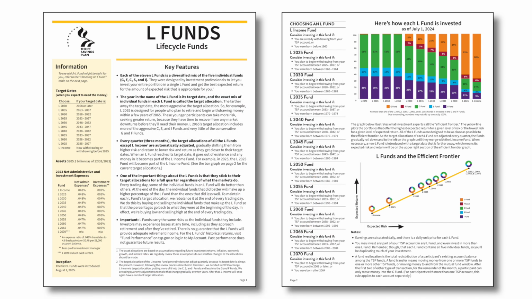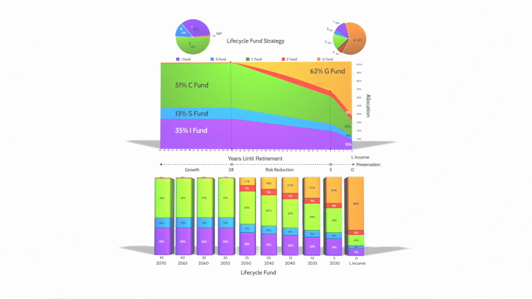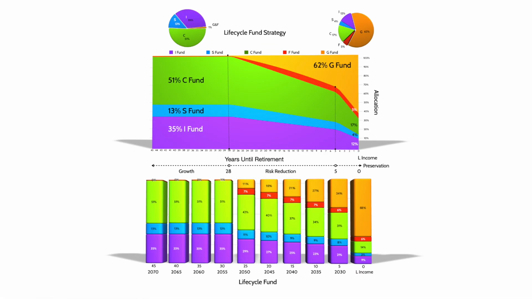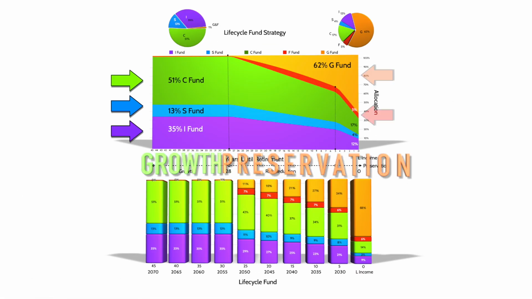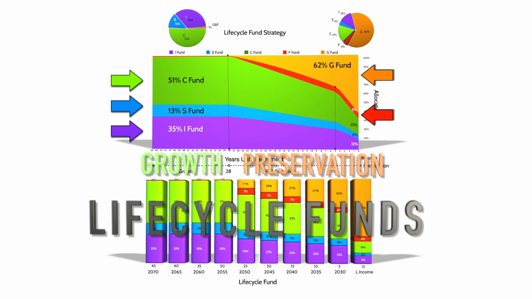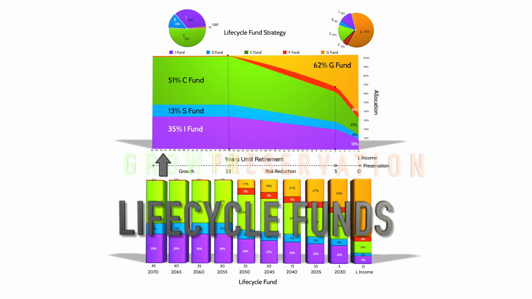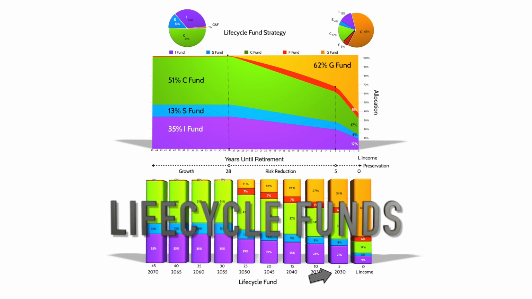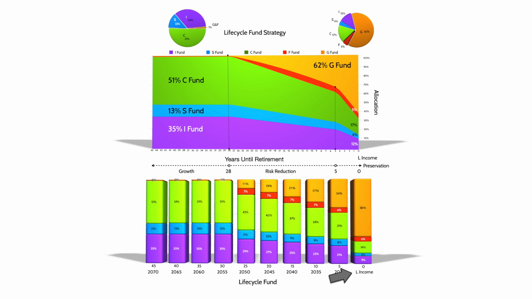And now that we have a basic understanding of the Thrift Savings Plan and Lifecycle funds, let's do a quick recap. There are 5 individual funds in TSP, C, S, and I for growth, and G and F for preservation, and a bunch of Lifecycle funds. The Lifecycle funds are managed by the Federal Retirement Thrift Investment Board and are structured to become more conservative as the target year approaches. TSP currently offers funds from 2030 to 2070. When these funds hit their retirement year, they go out of existence and become the L Income Fund.